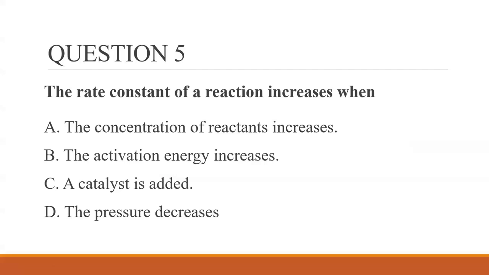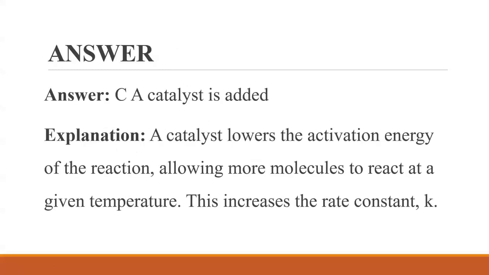The rate constant of a reaction increases when the concentration of reactants increases, the activation energy increases, a catalyst is added, the pressure decreases. What do you think? So the answer is C, when the catalyst is added. The catalyst lowers the activation energy of the reaction, allowing more molecules to react at a given temperature, and this increases the rate constant K.